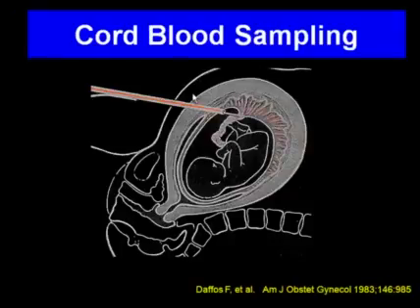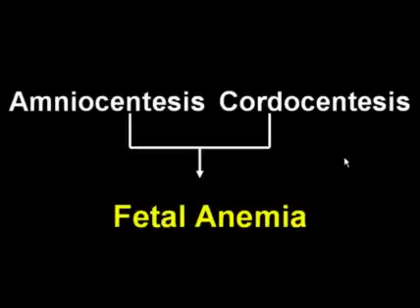It was in 1983 that Fernand Daffos described the technique for cord blood sampling under ultrasound guidance. After this study, a period that I have defined of anarchy started in fetal medicine because many investigators all around the world started to perform cord blood sampling, and unfortunately many times the procedure was unnecessary. For many years, amniocentesis and cordocentesis have been used to diagnose fetal anemia.